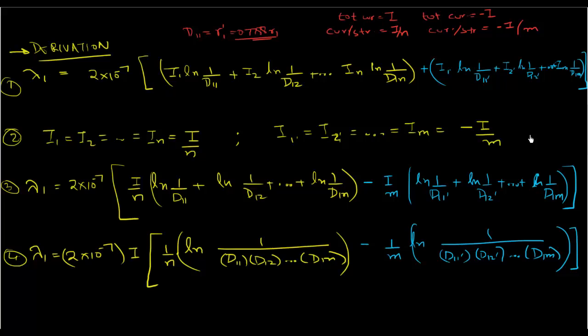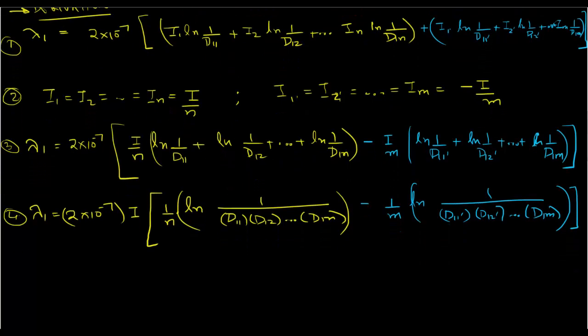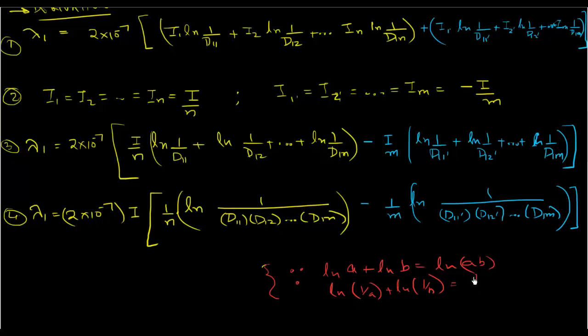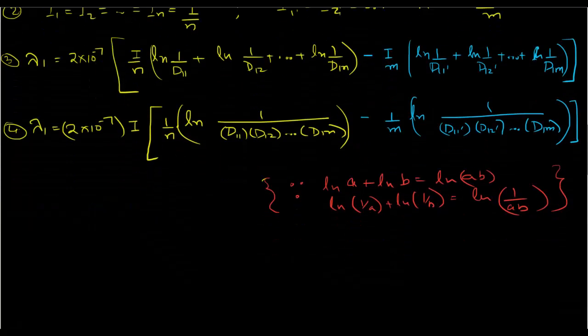Let me remind you why this is, I'll put that in the brackets here. This is because ln of a plus ln of b is equal to ln ab. So basically ln of 1 over a plus ln of 1 over b would be ln of 1 over ab. That's just that property we're using here to combine all this, and we've taken I out as common. That's all we've done in this step.